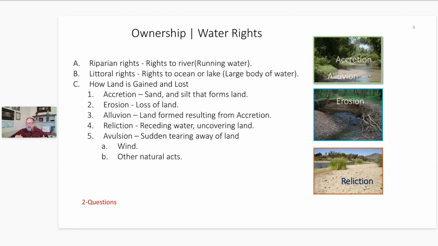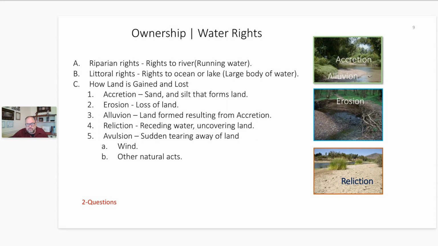As water drops from none other source than maybe a dry spell, or they open a dam to a lake, and the water begins to drop, it forms land called the reliction. Again, if you got waterfront property, and that water drops and land becomes exposed, then the property owner gains access to the reliction, or that land that is exposed from the dropping of the water.